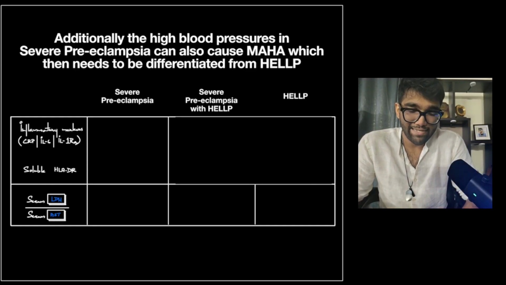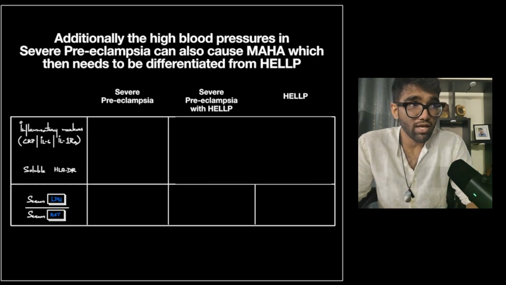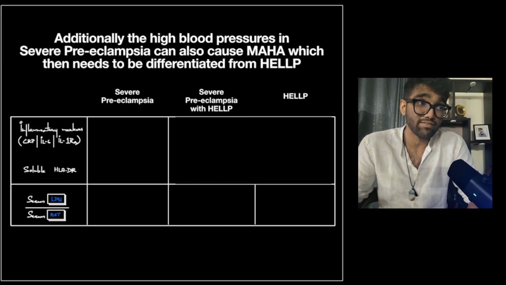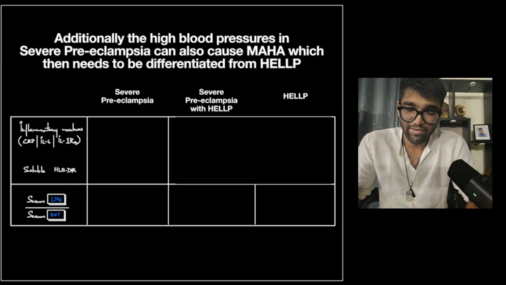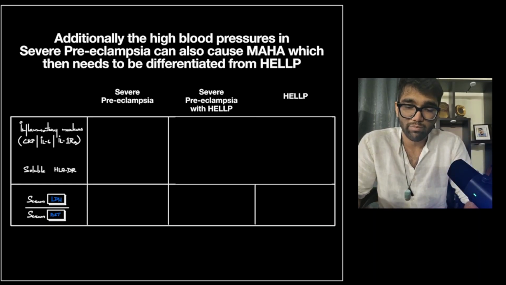Now, why? Because your LDH and AST are released when there is hemolysis, but AST is predominantly released, or a lot of AST is released, when there is hepatic damage. And as we've seen, EL is elevated liver enzyme. So AST elevation occurs. So the ratio would be lower in patients with HELP.